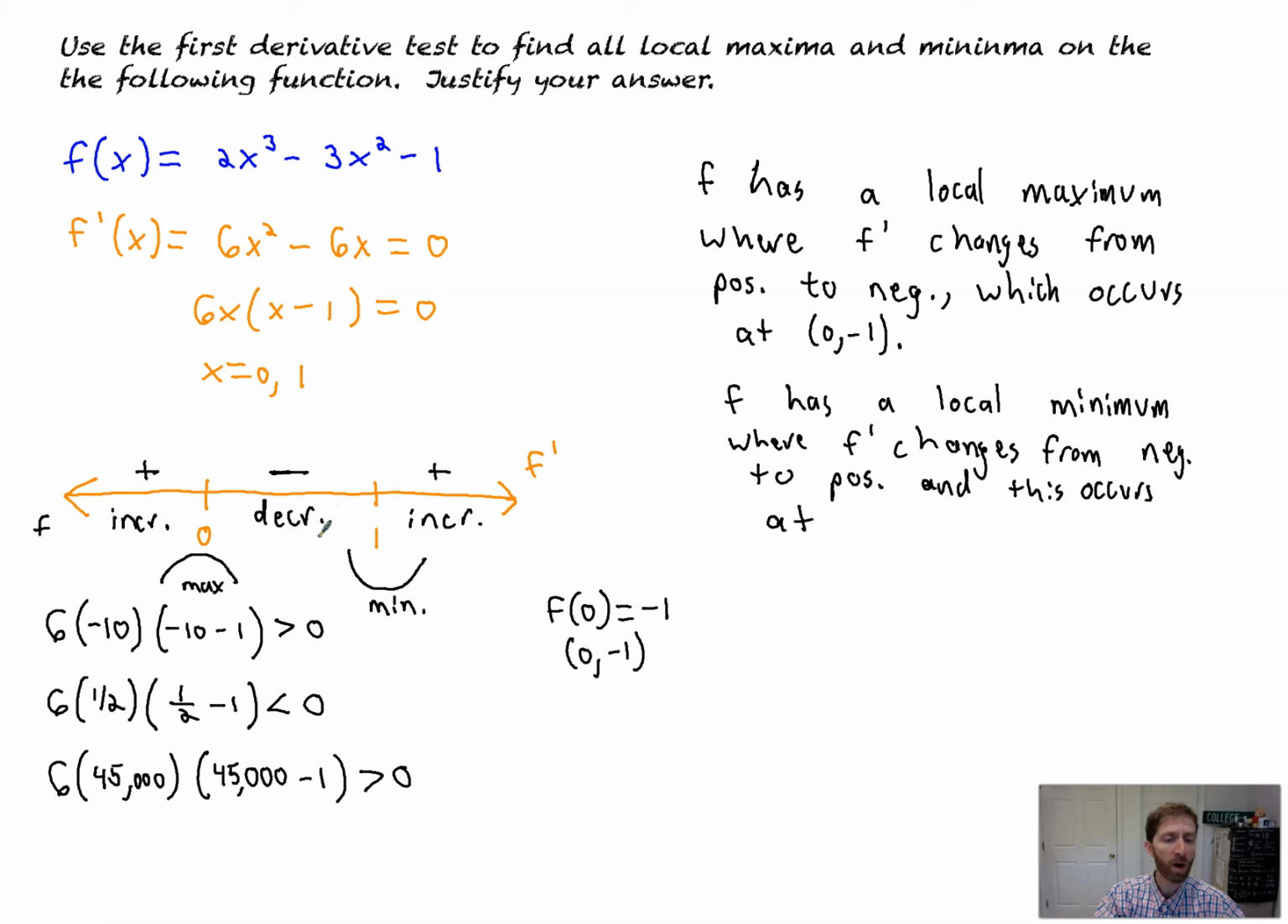So the minimum is where f went from decreasing to increasing, or f prime went from negative to positive. So we need that at 1. And again, I want the y value, not the slope. That's why I'm plugging in here. So that's 2 times 1 cubed is 2, minus 3 times 1 squared is negative 1, minus 1 is negative 2. So that's at the point, let's see, 1, negative 2. That's it. That's how you formally do it.